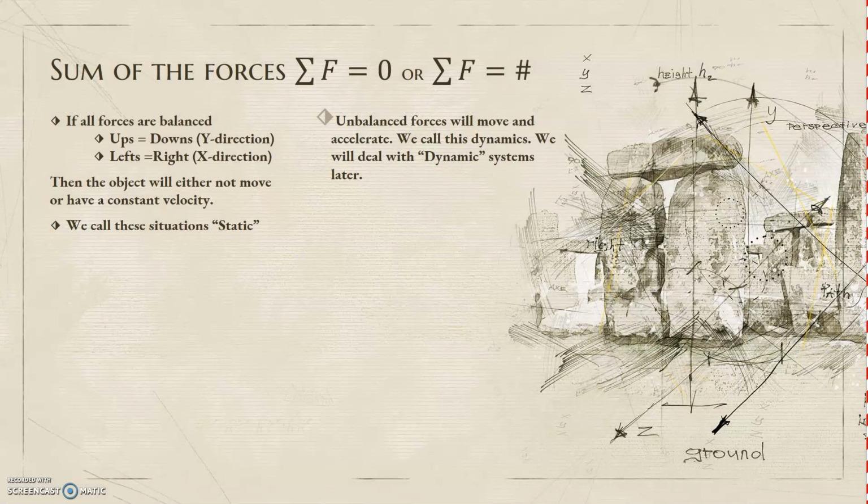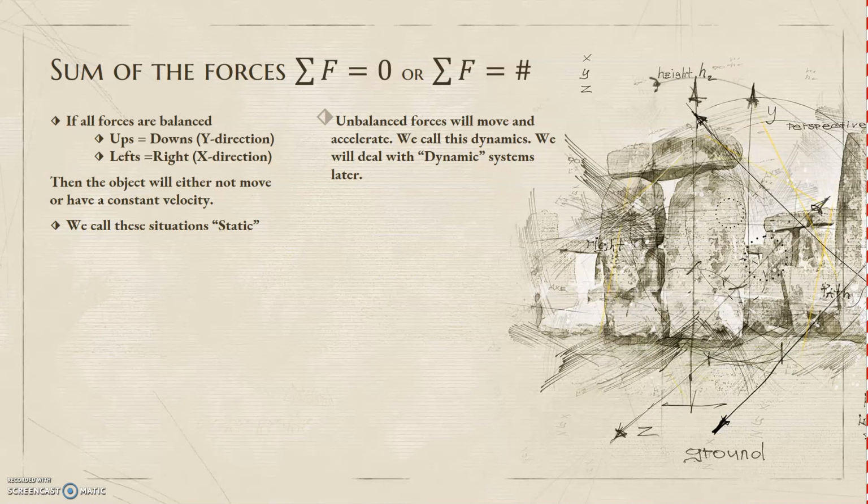Now, when you sum up the forces, we are going to add up all the forces, and they have to be equal to 0 if there is no acceleration. If they do equal some number, then it's called unbalanced forces. So we have balanced forces and unbalanced forces. If all forces are balanced, that means all my up forces, which is in the y direction, equal my down forces, and my forces in the x direction balance too. They will either not move or have a constant velocity. We call this situation static.